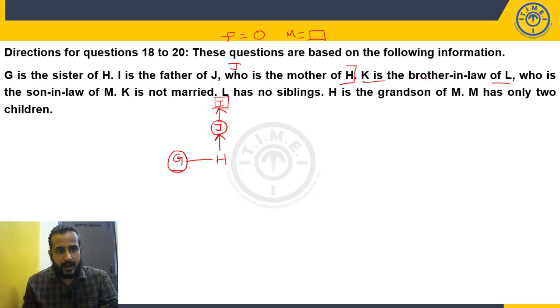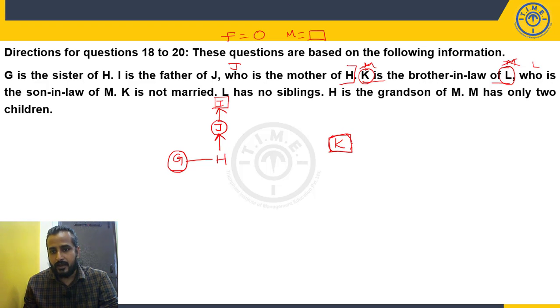K is the brother-in-law of L and L is the son-in-law of M, which means K and L both are males. When K is the brother-in-law of L, either K may be married to L's sister or L may be married to K's sister. Right? Who is the son-in-law of M? It means L is the son-in-law of M. Okay. And it is given K is not married. So when K is not married but still K is a brother-in-law of L, then what is the possible situation? L is married to K's sister. So K is having a sister.